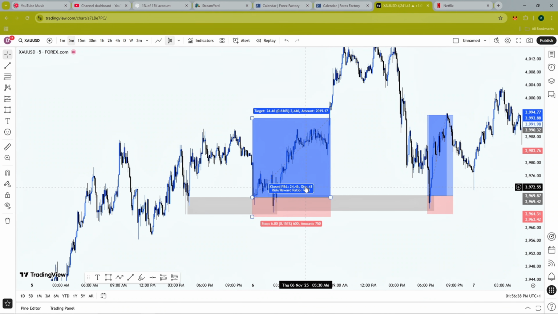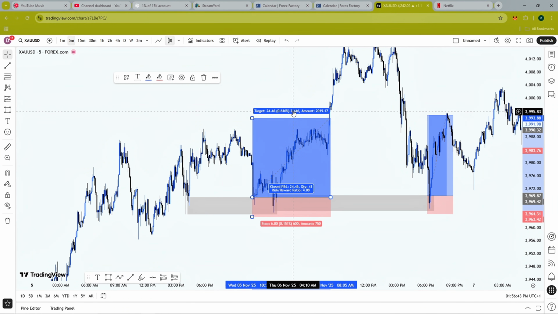Now this is a quick scalp trade on gold. This very trade gave about 244 pips, which gave about 4 RR, meaning whatever you are risking, you're going to make 4 times that amount you are risking.